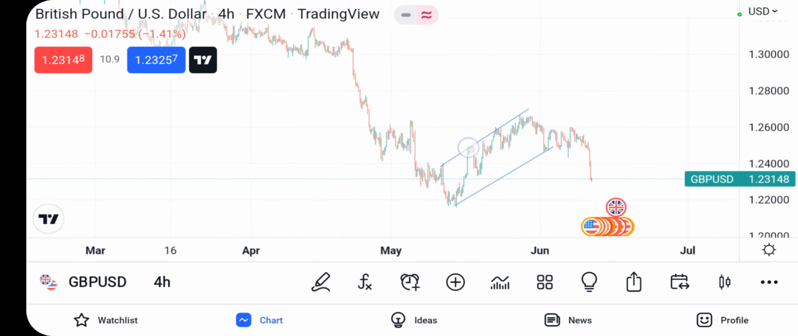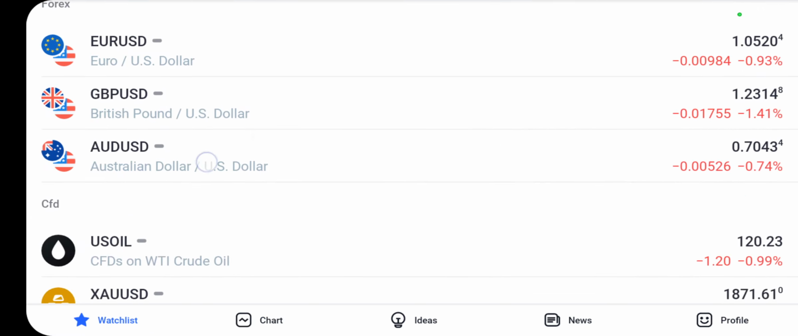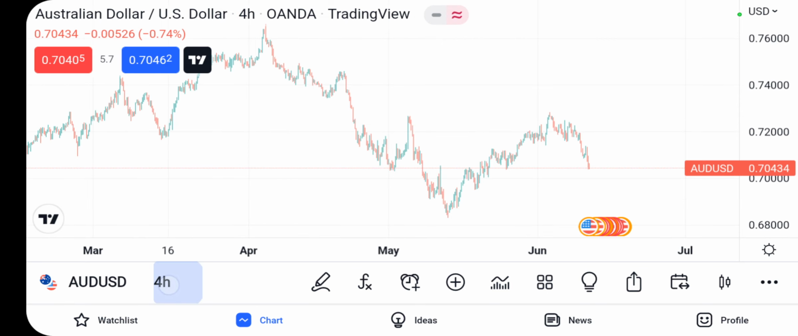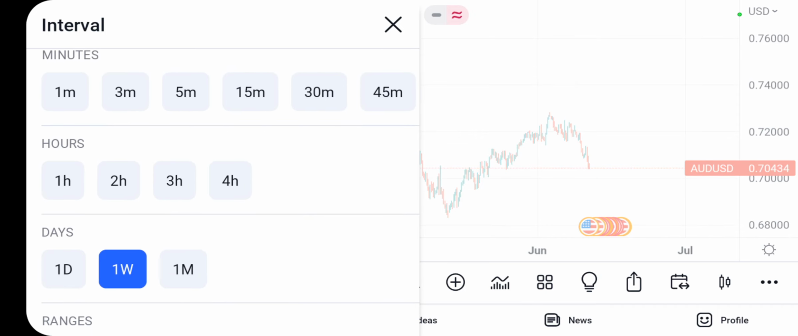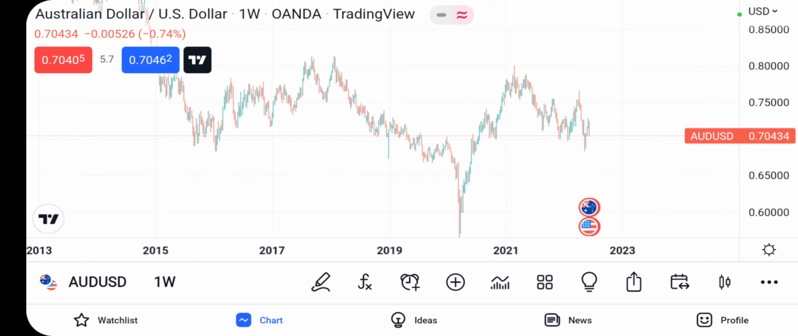So that's it, guys. I don't have much to say here because the market is already on the impulse move, pushing to the downside. So let me go straight to the Australian dollar. For the Australian dollar, guys, this is very simple. I will wait longer for this one, but it's for the best.